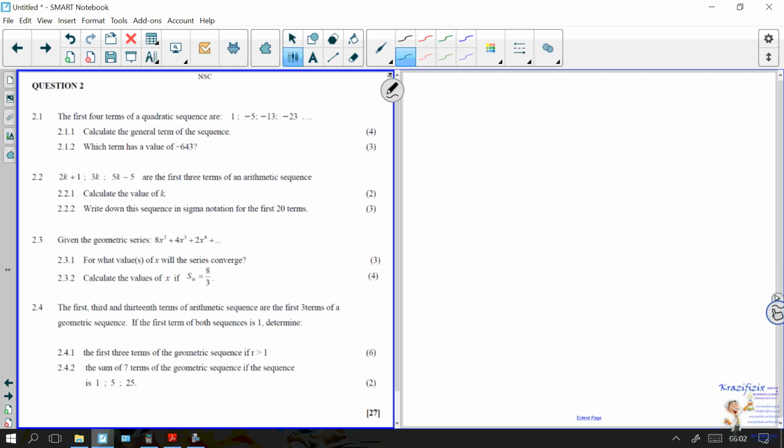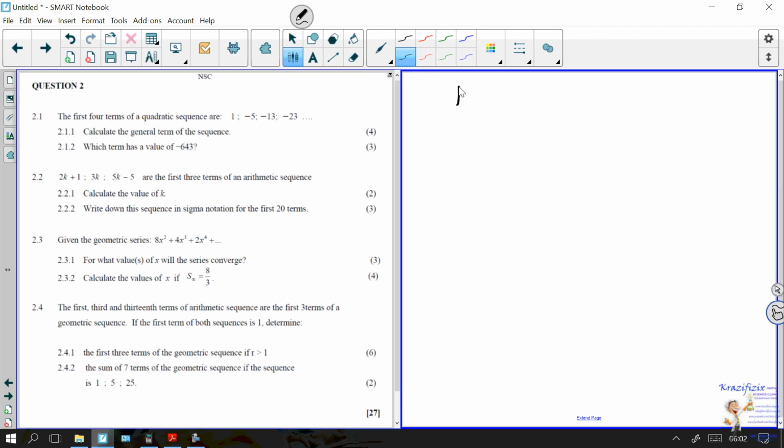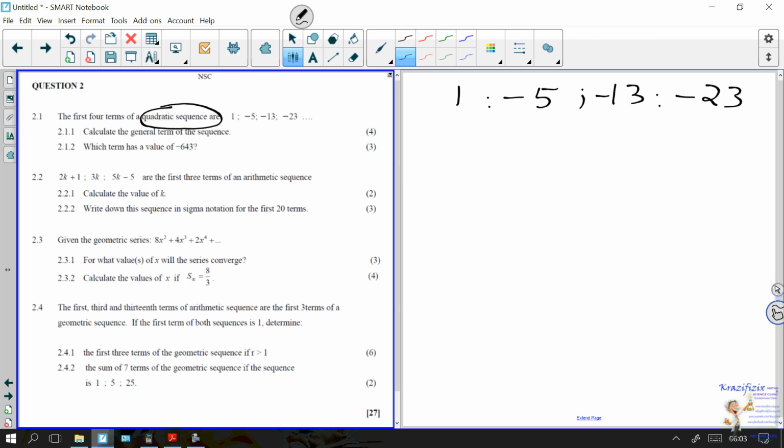Question number 2 as we progress on. Now this is with sequence and series. The first 4 terms of a quadratic sequence are 1, negative 5, negative 13, and negative 23. Once you hear a quadratic sequence, guys, you must think about first difference and second difference. So let's calculate our first difference quickly.